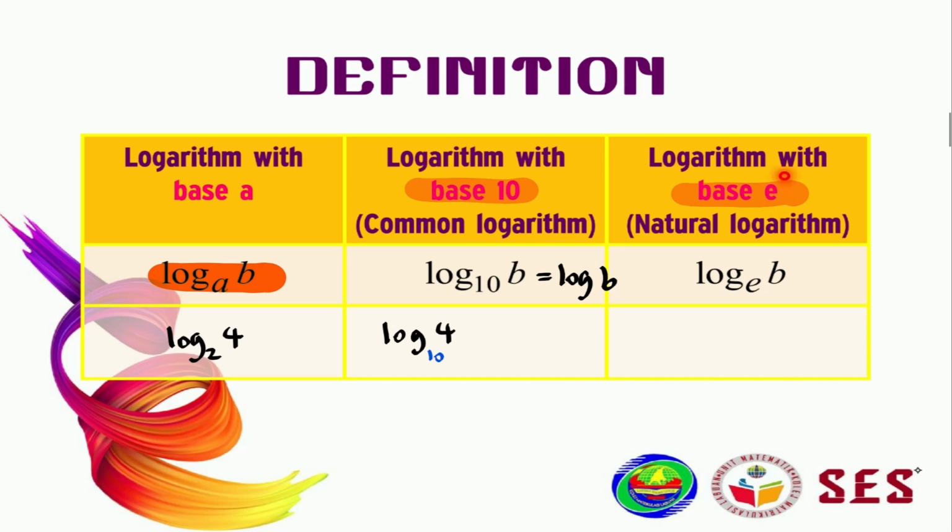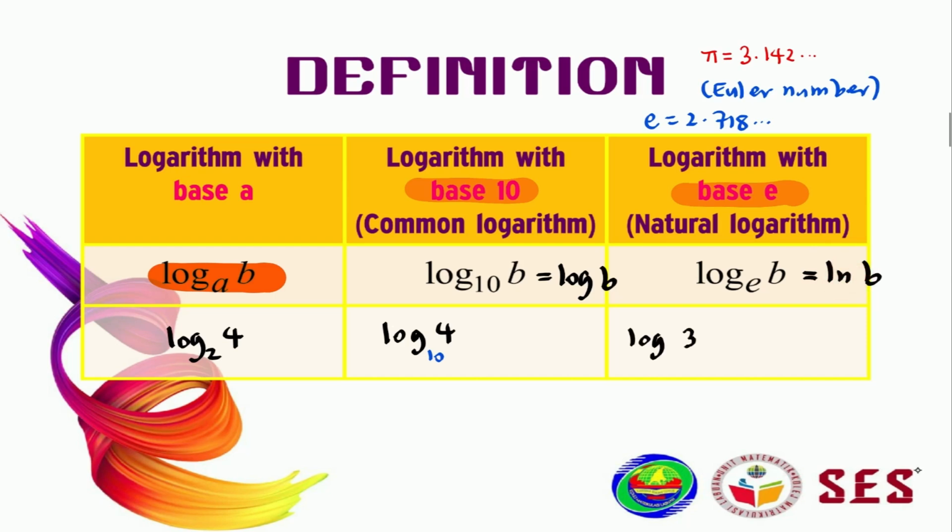And finally, log with base e. e is a number with value 2.718 and so on. This is called Euler's number. Like pi, which is 3.142 and so on. Any log with base e can be written as ln. Log b base e can be written as just ln b. That is small letter l with small letter n. For example, if we have log 3 base e, we can write this as ln 3.